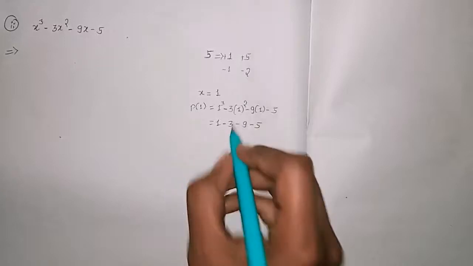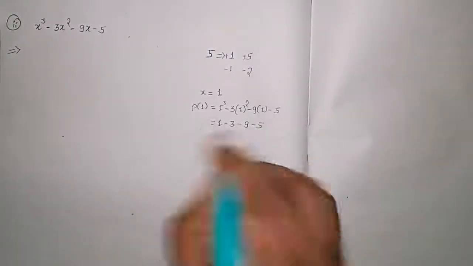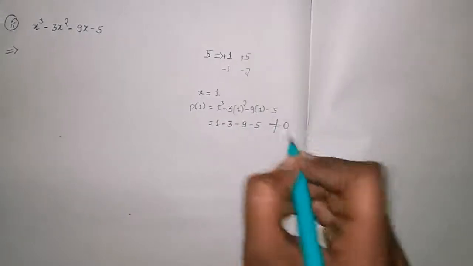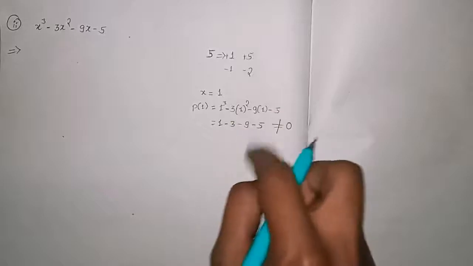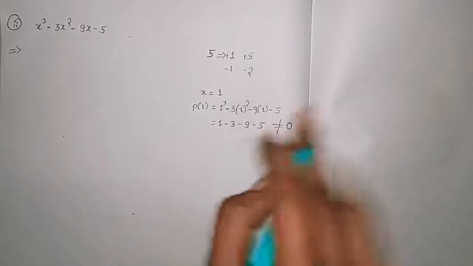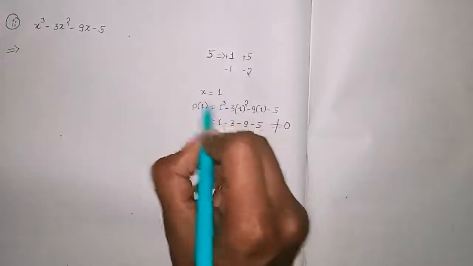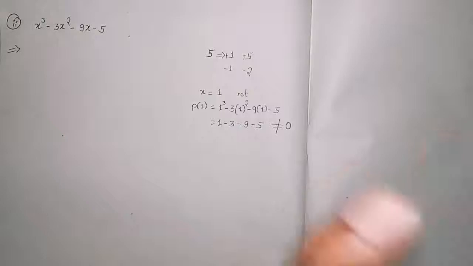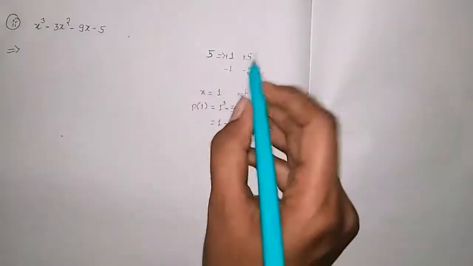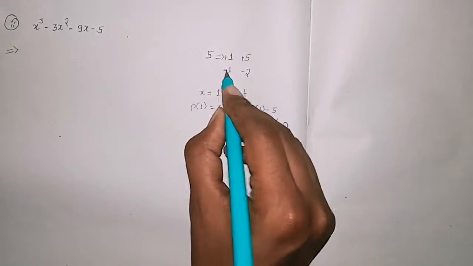So definitely you can observe all the terms are negative, so it is not equal to 0. Directly we can say, because if it is 0, the 1, 3 and 9 would get cancelled, but here there is no possibility, so it is not equal to 0. Then this is not a factor. The x minus 1 we can't consider as a factor. Now go for the second term. So we'll go for minus 1.